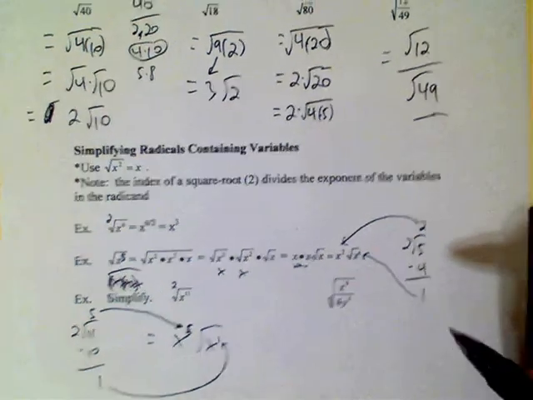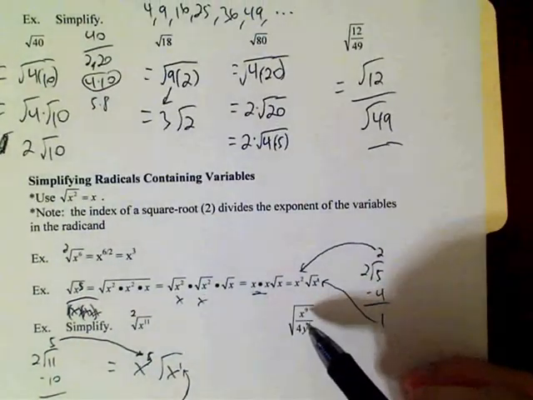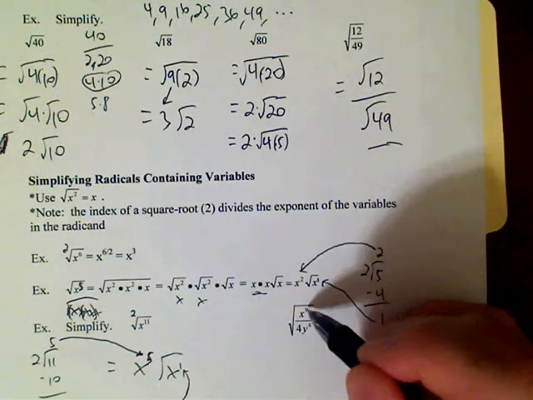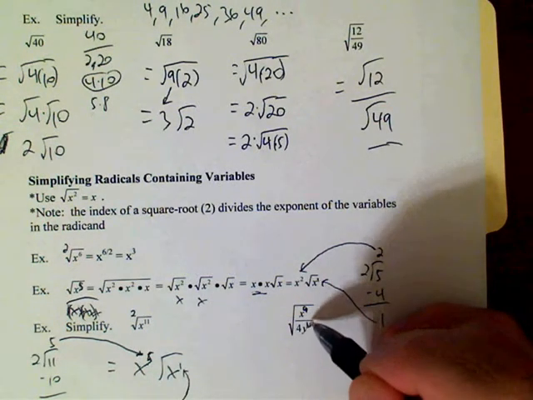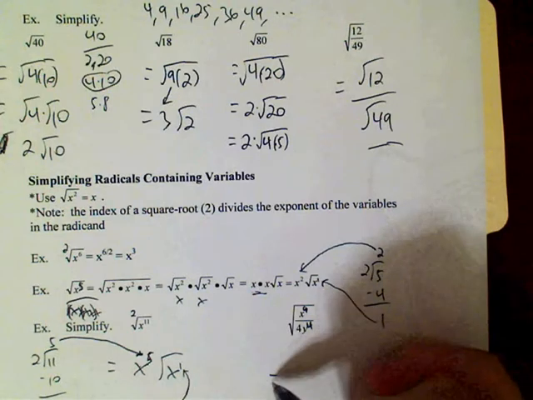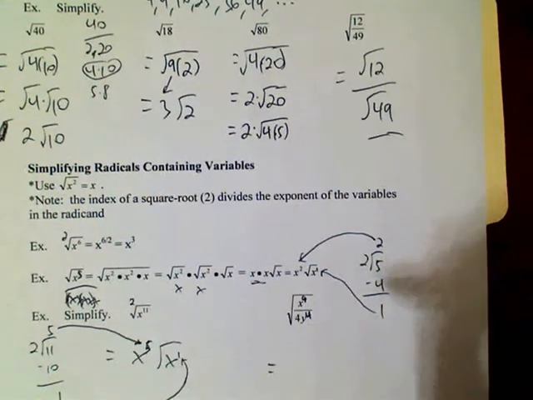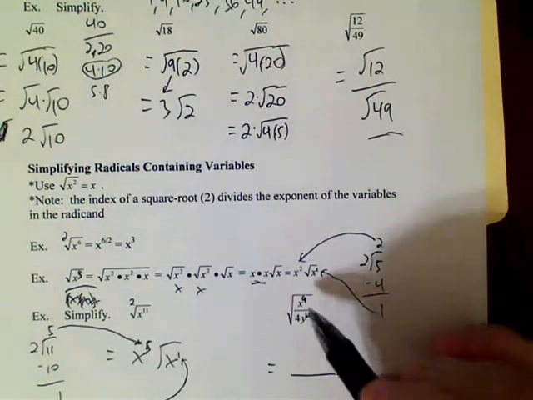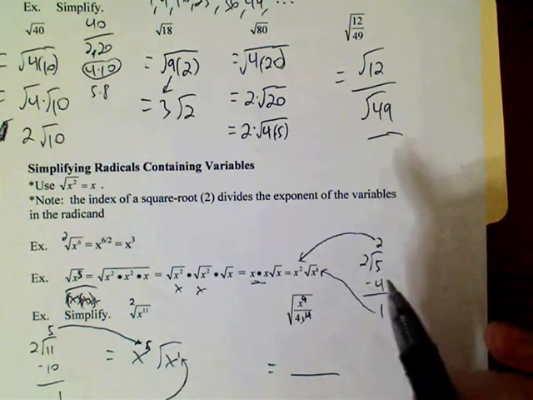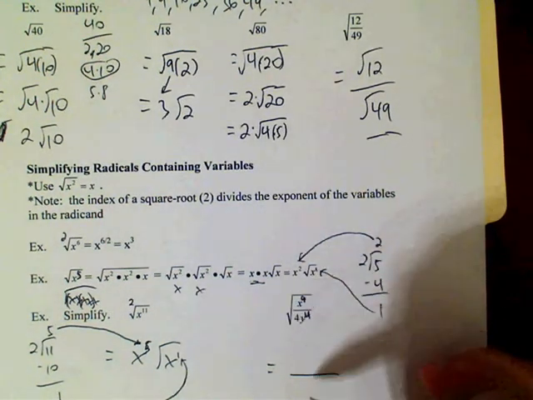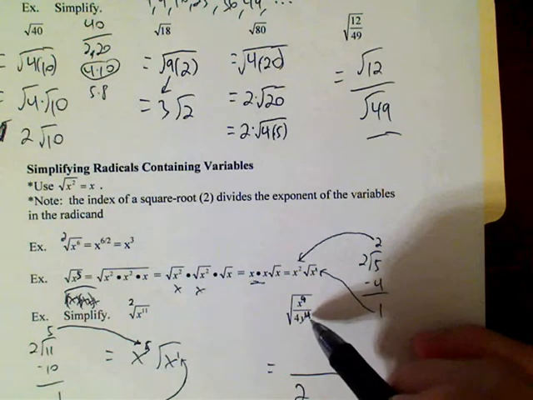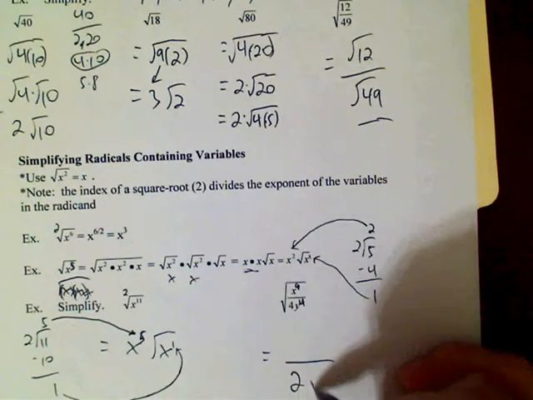Let's see if we can do this one. Square root of x to the 9th over 4x to the 4th. Now I'm going to do this one without any steps at all. Let's see if you can follow along. Square root of 4. I'm going to do the bottom. I always do the easy stuff first. Square root of 4 is 2, and that's on the bottom. Square root of x to the 4th just means 2 goes into 4 2 times. Remember, there's a 2 there.